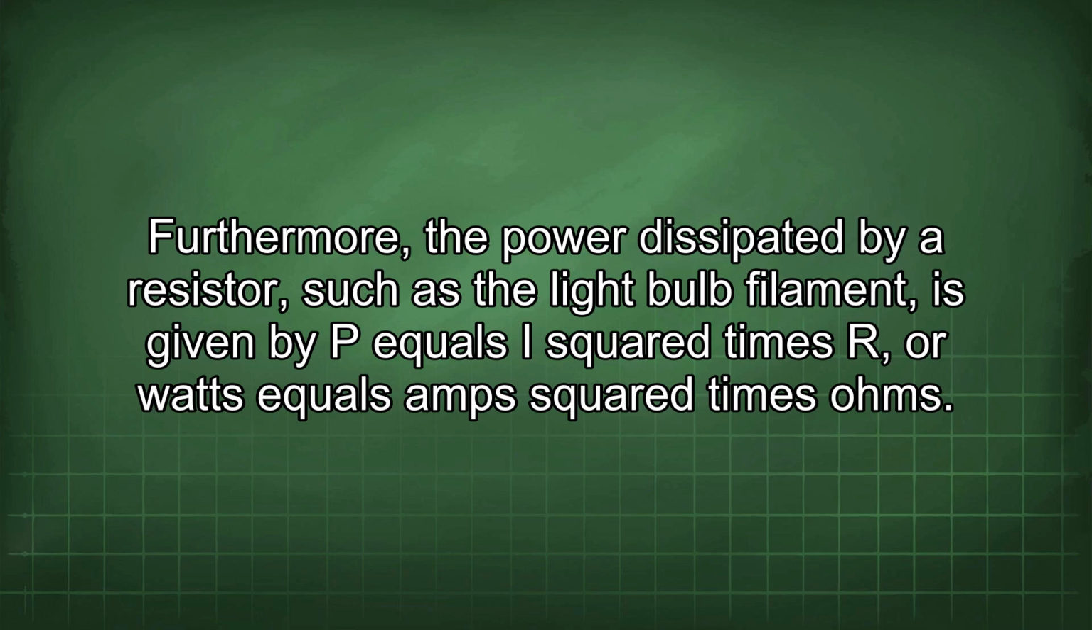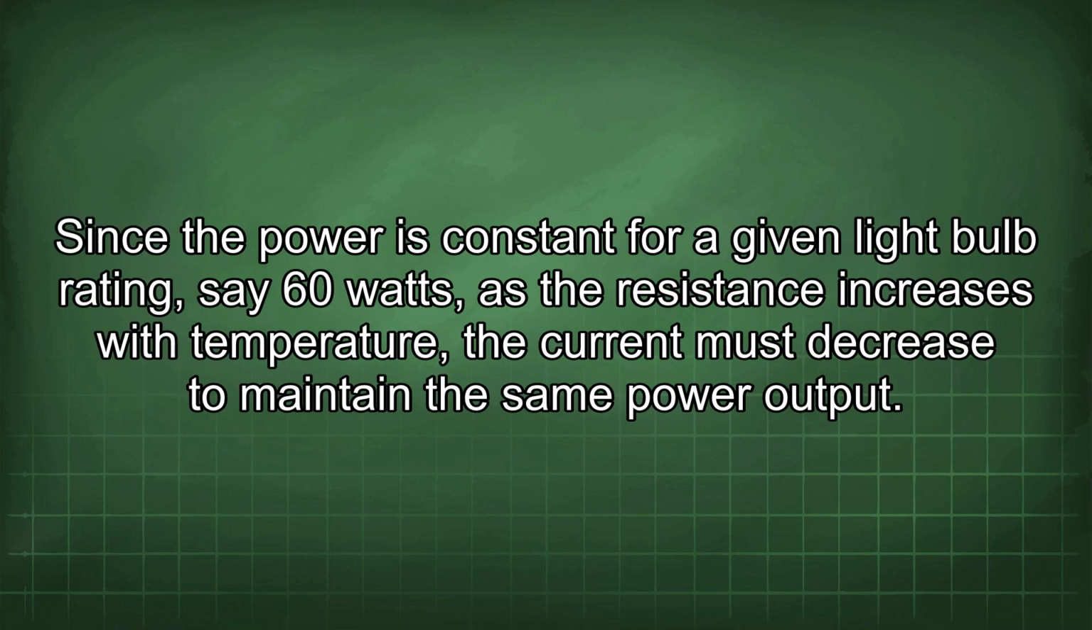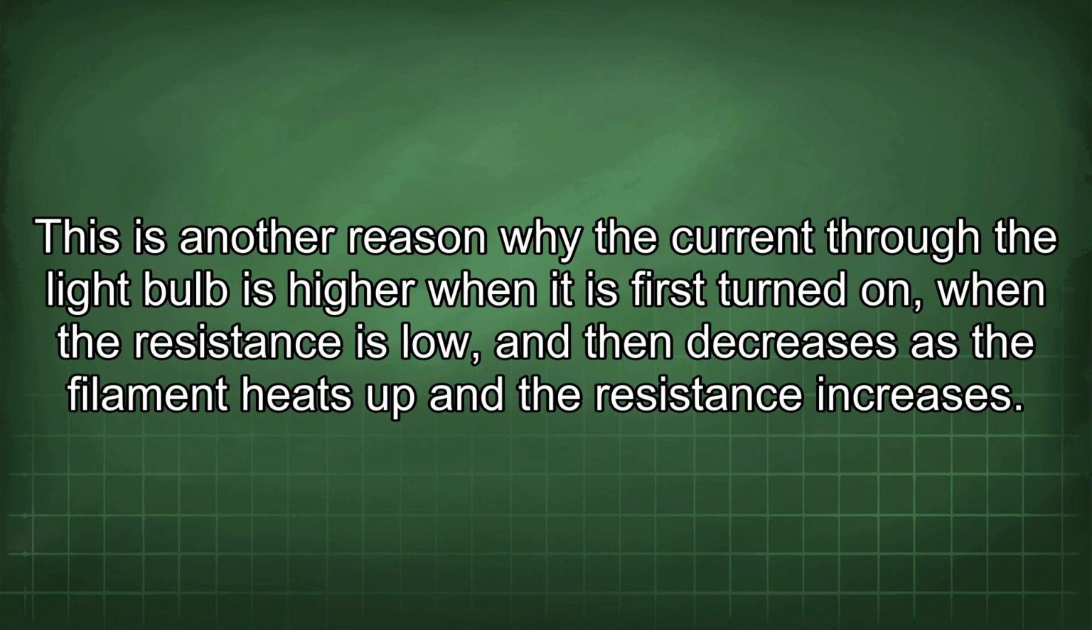Furthermore, the power dissipated by a resistor, such as the light bulb filament, is given by P equals I squared times R, or watts equals amps squared times ohms. Since the power is constant for a given light bulb rating, say 60 watts, as the resistance increases with temperature, the current must decrease to maintain the same power output. This is another reason why the current through the light bulb is higher when it is first turned on, when the resistance is low, and then decreases as the filament heats up and the resistance increases.